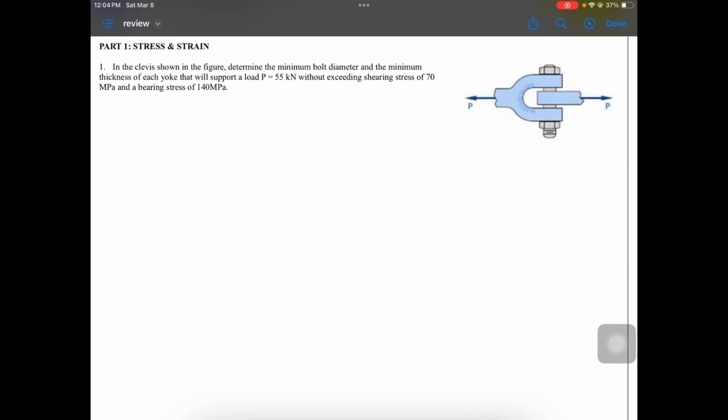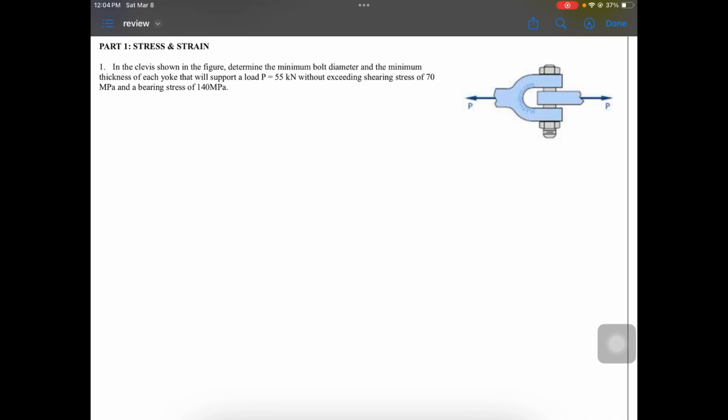So this is our first example for stress and strain. In the clevis shown in the figure, determine the minimum bolt diameter and the minimum thickness of each yoke that will support a load of 55 kN without exceeding a shearing stress of 70 MPa and a bearing stress of 140 MPa.